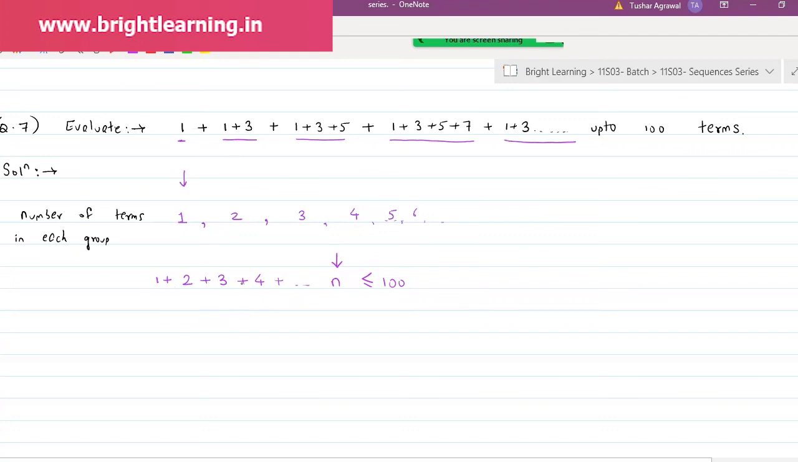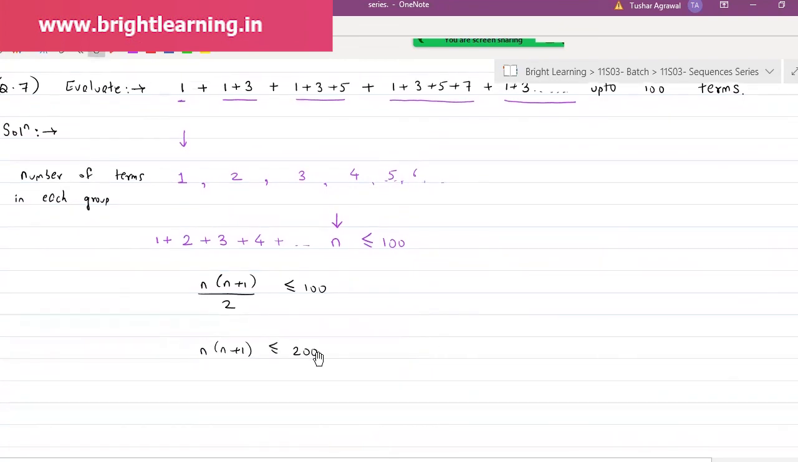If you see 1 plus 2 plus 3 plus 4 up to n, the addition turns out to be n into n plus 1 upon 2, yes or no? And this should be less than or equal to 100, which implies n into n plus 1 should be less than or equal to 200. Now you can solve this quadratic inequality by the usual method, as you have done in quadratics. This is n square plus n minus 200 less than or equal to 0.